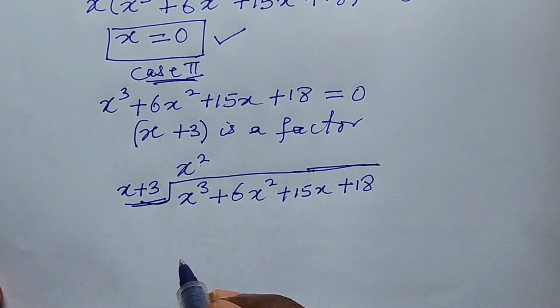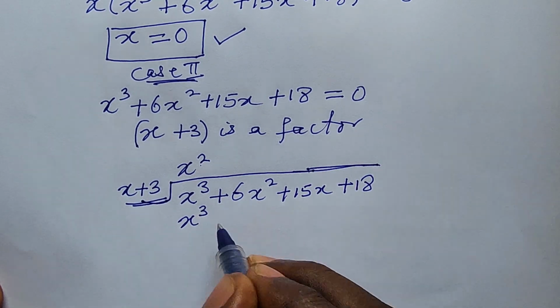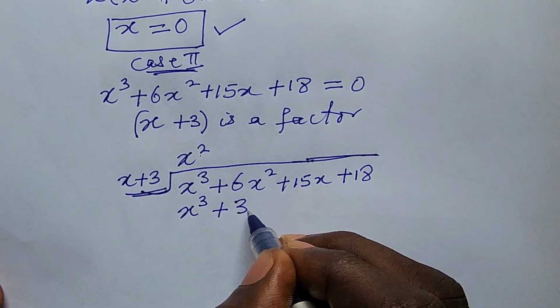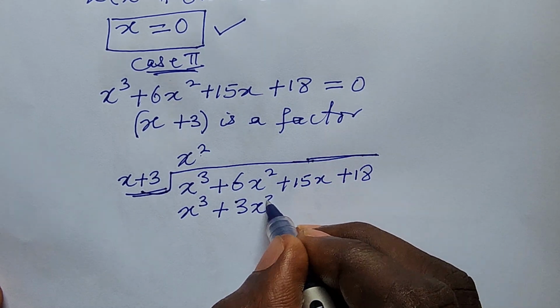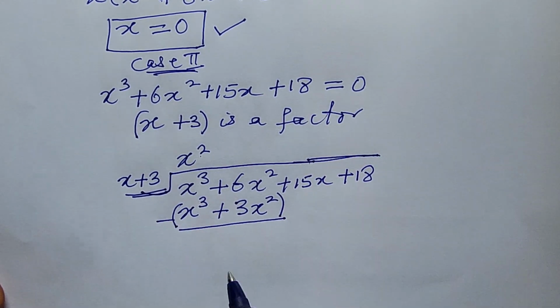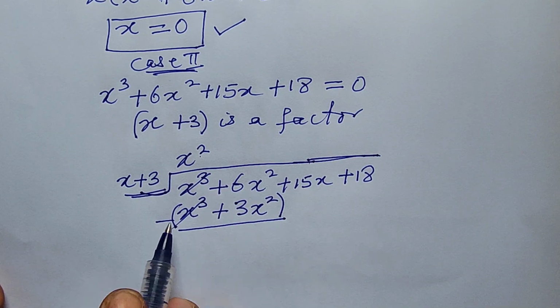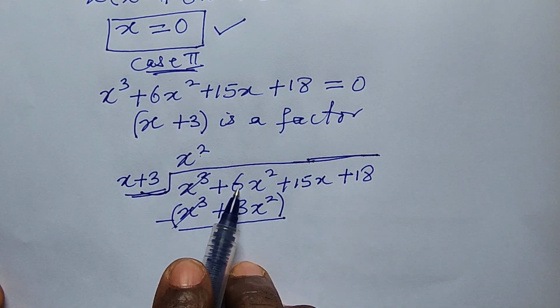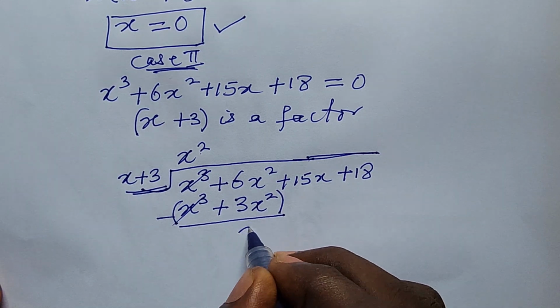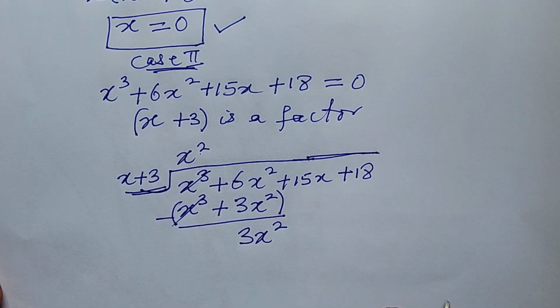Use this to times this. This will give us x to the power of 3. Then plus this times this will give us 3x squared. Then we rule off. We bracket this, and we subtract. This will leave, so minus will come in here. So 6x squared minus 3x squared will give us 3x squared.